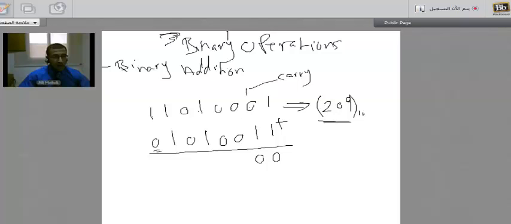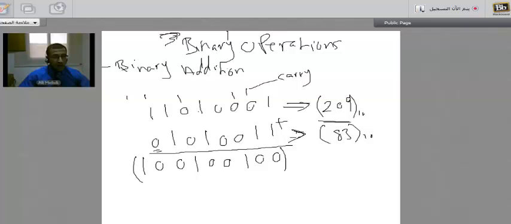1 plus 1 is also 0, and the carry is 1. 1 plus 0 is 1. 0 plus 0 is 0. Again, 1 plus 1 is 0 and the carry is 1. 1 plus 0 is 1. Again, 1 plus 1 is 0 and the carry is 1. 1 plus 1 is 0. Obviously, on the carry 1, you've got no numbers here, so we're going to have to put it down here. Now, the second number, if you work it out, equals 83 in decimal.